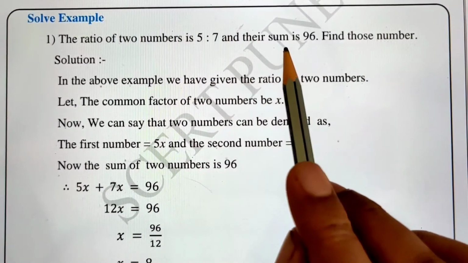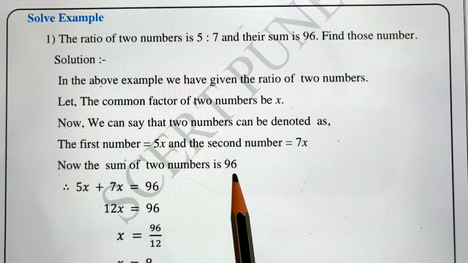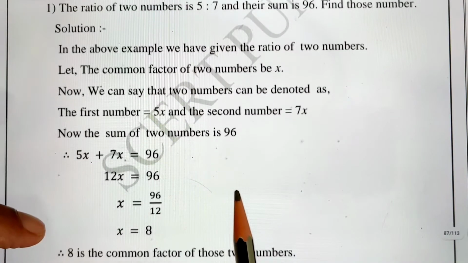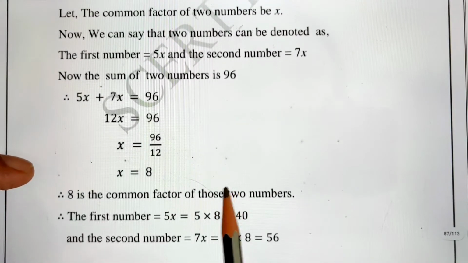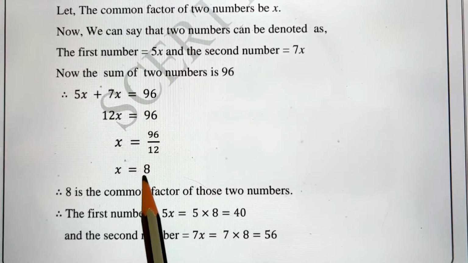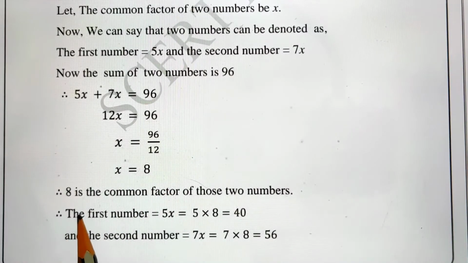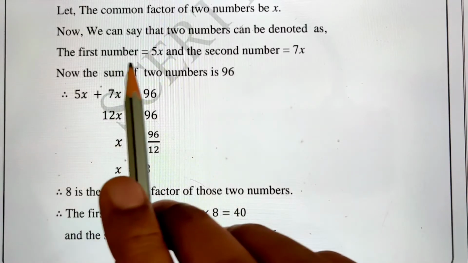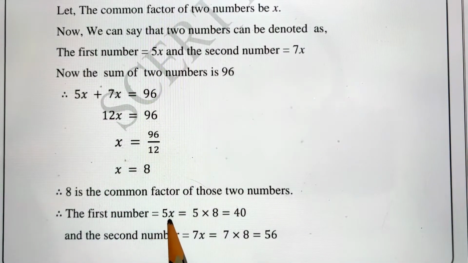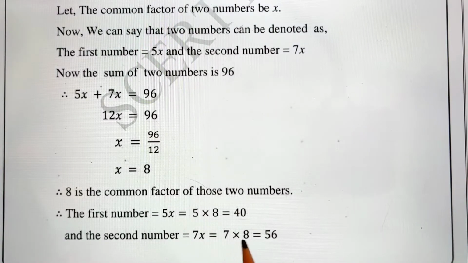Now what is given? The sum of the two numbers is 96. दूसरा condition. So according to the given condition their sum is 96. So 5x plus 7x, दो नंबर का एडिशन किया, 5x plus 7x is equal to 96 and therefore 12x is 96. So we get the value of x, 8. अगर x मुझे मिल गया then the numbers are, first number is 5x, 5 into 8, 40. Second number is 7x, 7 into 8, 56. So the numbers are 40 and 56.